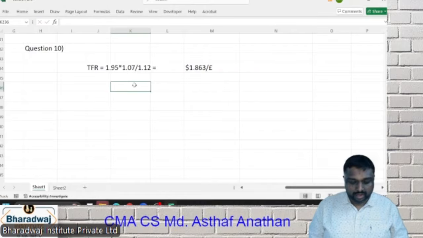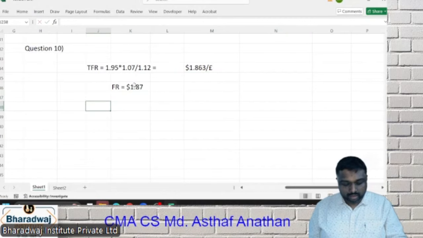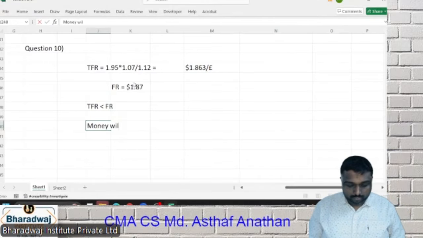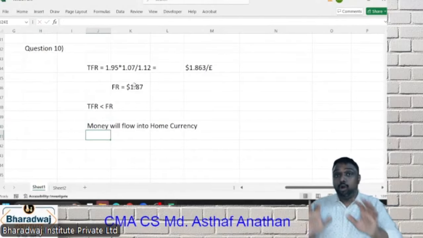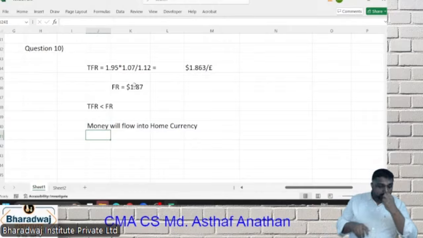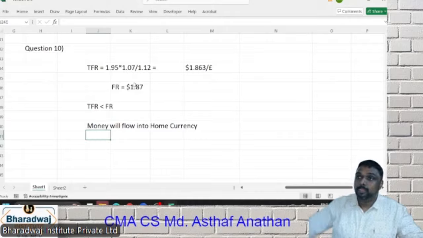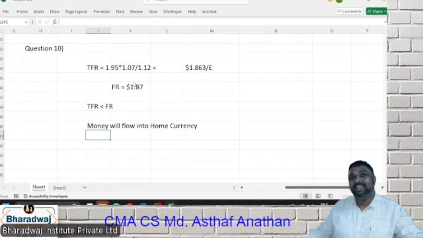What is the forward rate? Dollar 1.87. So what is the point? Theoretical forward rate is less than forward rate. So can you please recall what is the one line we have learned for this? Money will flow into home currency. I'm telling a very short cut. So what is the step? If you want money to flow into home currency, you will take a loan in foreign currency, convert into home currency, deposit, and on maturity, you will convert back and repay the loan.